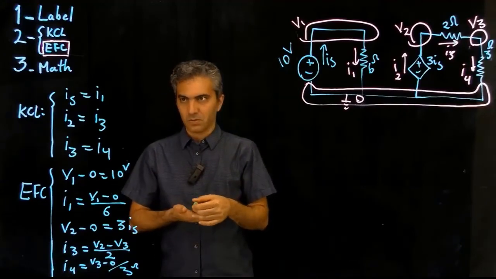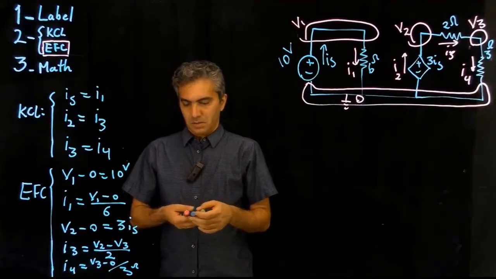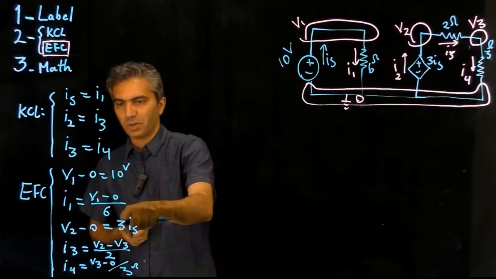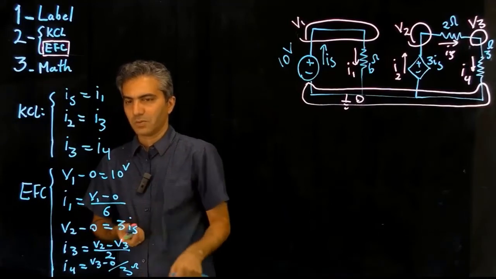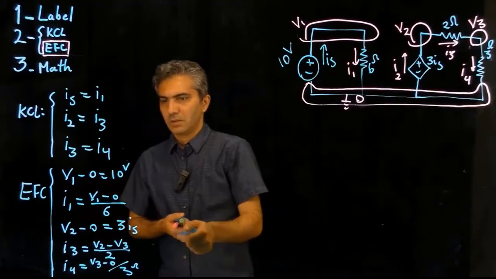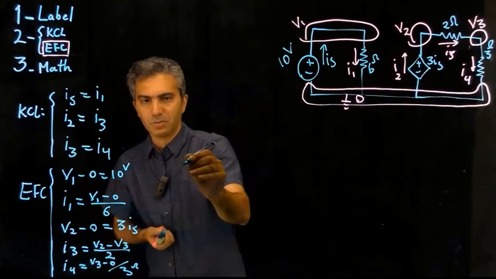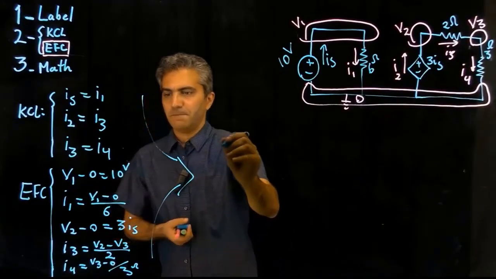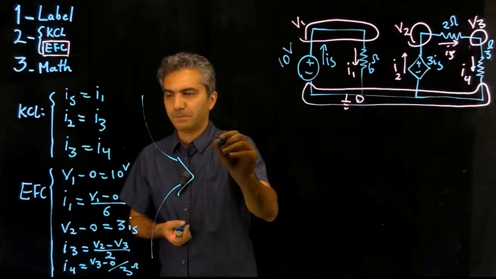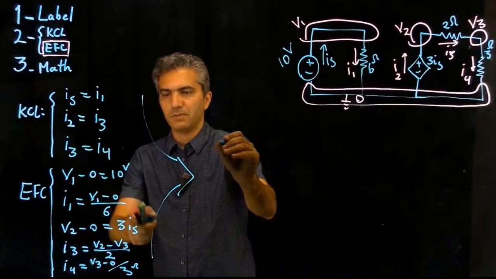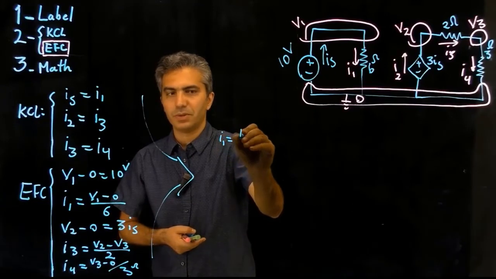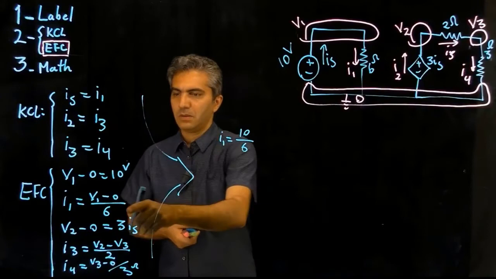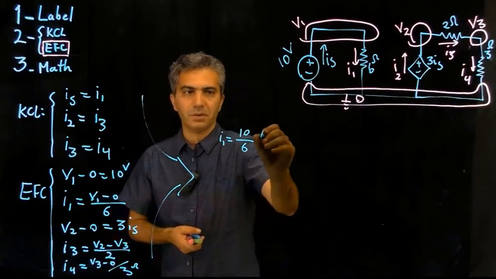So let's start doing the math. Like I said, what we can do is take values from here and replace all the currents with their equivalent voltages. This one is actually simple to begin with. Replacing, I1 is equal to 10 divided by 6. That would give me the value of I1 in amps.